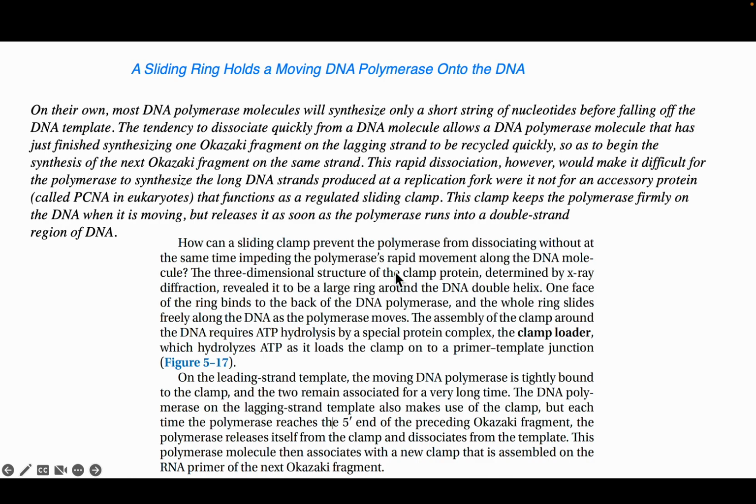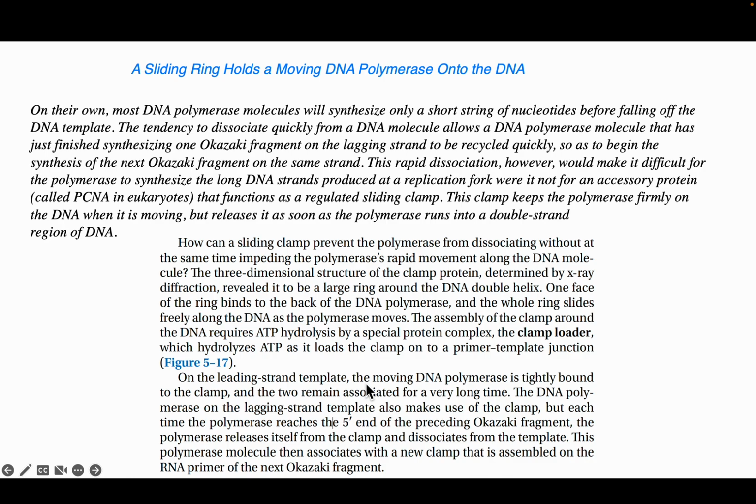The three-dimensional structure of the clamp protein, determined by X-ray diffraction, revealed it to be a large ring around the DNA double helix. One face of the ring binds to the back of the DNA polymerase, and the whole ring slides freely along the DNA as the polymerase moves. The assembly of the clamp around the DNA requires ATP hydrolysis by a special protein complex, the clamp loader.